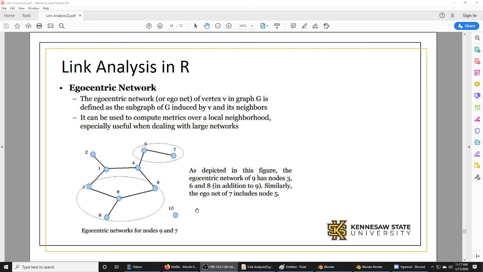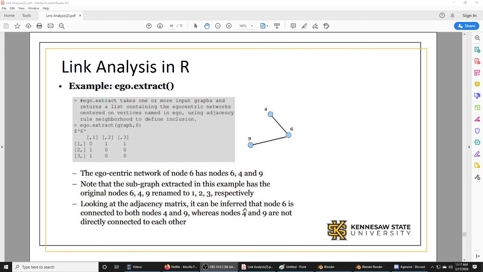What's the ego net of 10? There are no adjacent nodes, so none, right? And the egocentric network for 1 is 2, 4, and 3. So let's look at the egocentric network for node 6, which is 4 and 9. Note the subgraph extracted in the example, 1, 2, and 3 respectively for 6, 4, and 9.